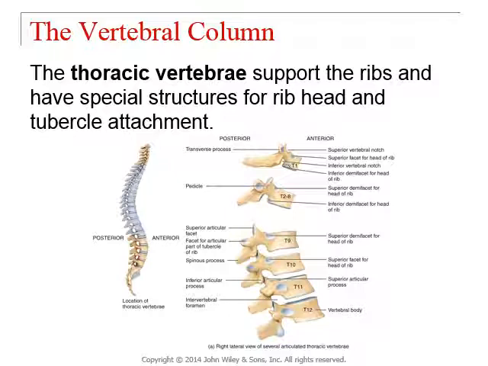The thoracic vertebrae tend to have spinous processes that are long and may actually project downward and basically line up to allow proper ligamentous and tendon attachments.